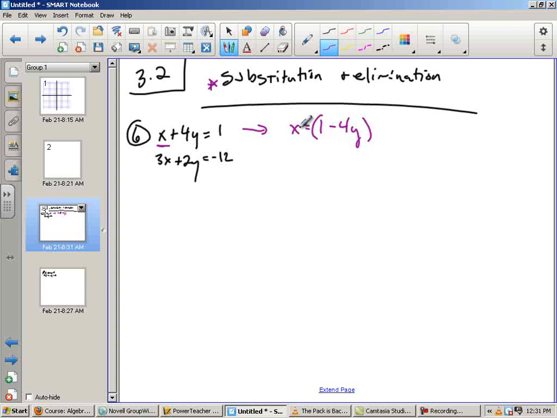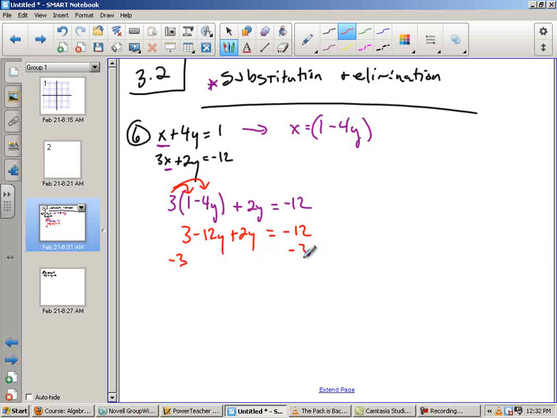Now this piece of information is equal to x, and x is right here in this equation. So I am going to substitute this information for x in the second equation. So 3, instead of writing x, I'm going to write 1 minus 4y, because it's equal to x, plus the rest of the equation, 2y equals negative 12. So there's the substitution piece. Now all I have to do is distribute and simplify. This is 3 minus 12y plus 2y equals negative 12.